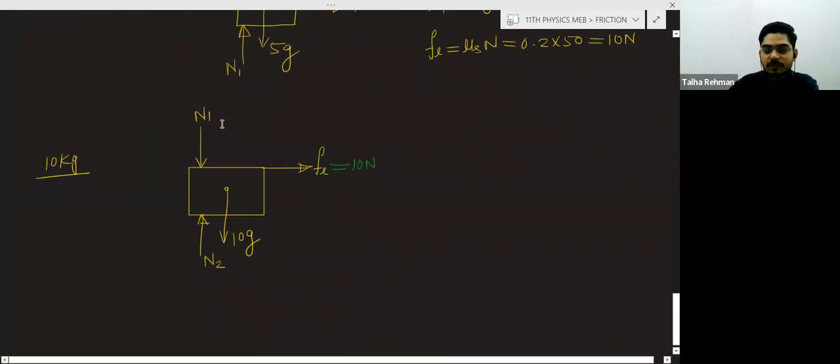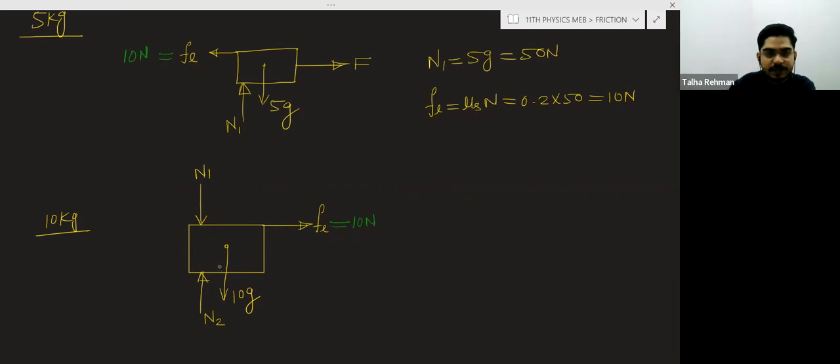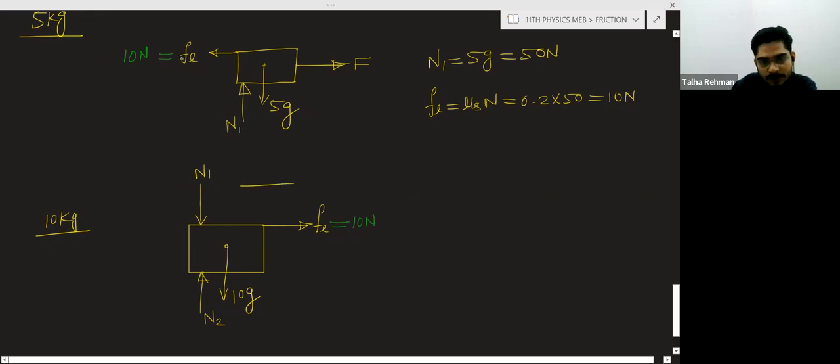Now we have to search for the block having only friction force. So here is one friction force and here is one applied force also. But here is only friction force. Not considering the vertical forces, I am telling again and again. So with the help of this friction force, we will calculate the maximum acceleration of this block.